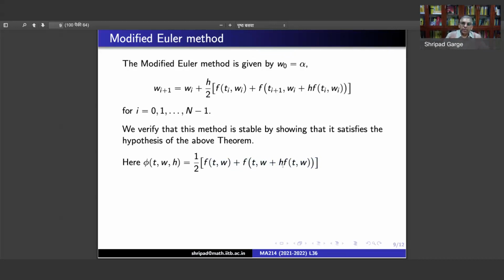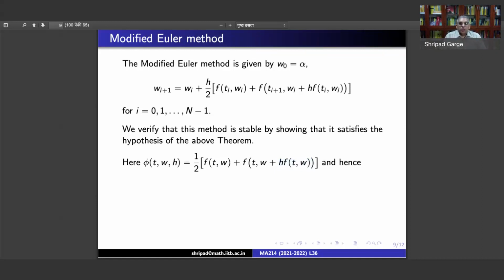Euler's method is W_{i+1} is W_i plus h times f(t, W). That's all that it gives you. And this is modified because if you ignore this modification here, what we get is f(t, W) plus f(t, W), which is 2 times f(t, W), and then you have the denominator 2, so they get cancelled. So this modification which I have highlighted here, if this did not exist, then you would get back Euler's method. This is why it's called the modified Euler method.